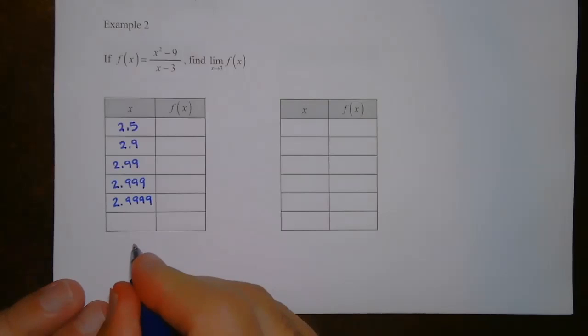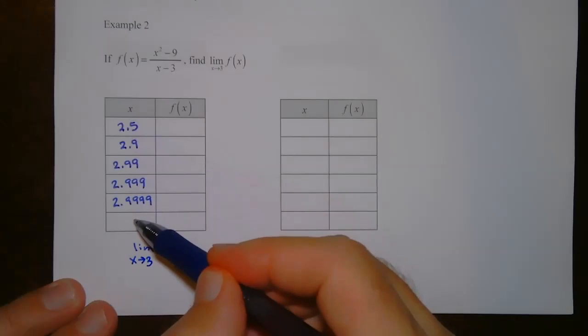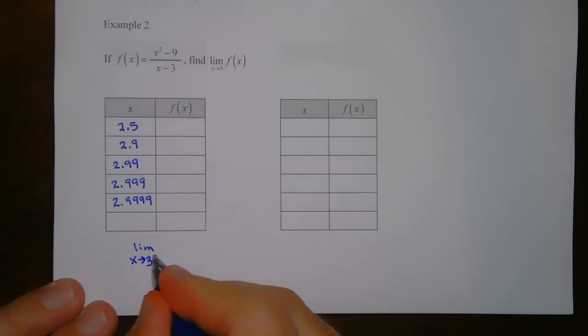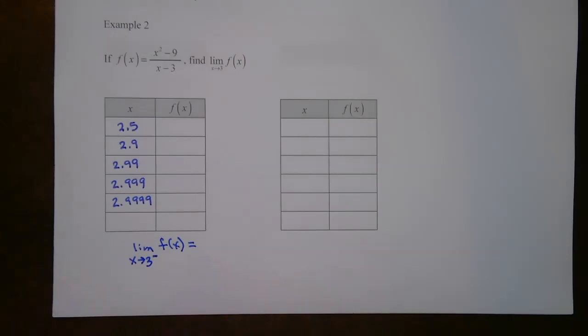Now what we're doing is the limit as x approaches 3, but all of these values are to the left of 3, so that's why I'm going to put a little negative here of f of x. And what does this equal? So I'm going to put this into my calculator, all right, and we'll figure this out.